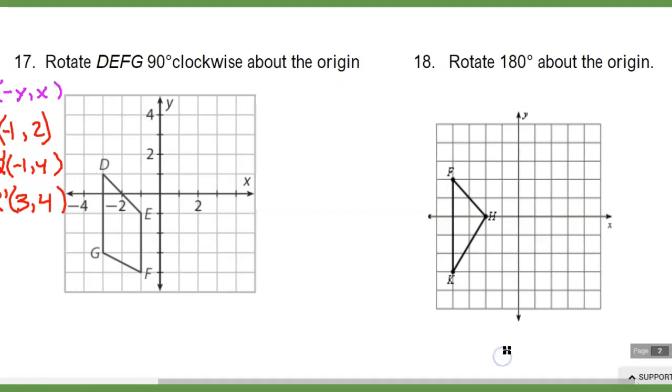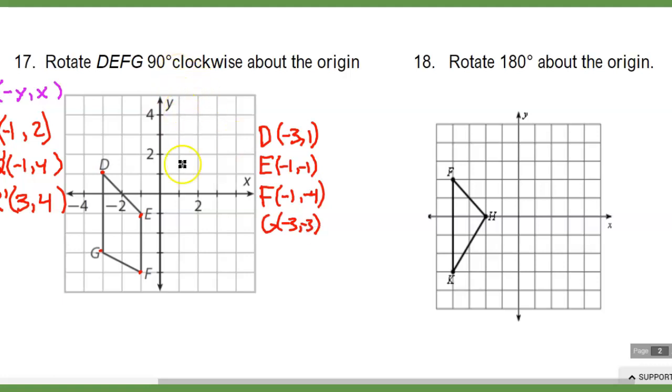Go to 17, and in a similar way, I'm going to write things out. We'll be very careful about these. So let's start just by writing out D, E, F, G, and writing out our coordinates. So D is negative 3 comma 1. E is negative 1 comma negative 1. F is negative 1 comma negative 4. G is negative 3 comma negative 3.